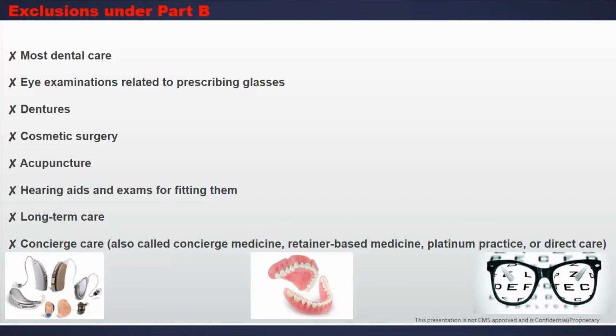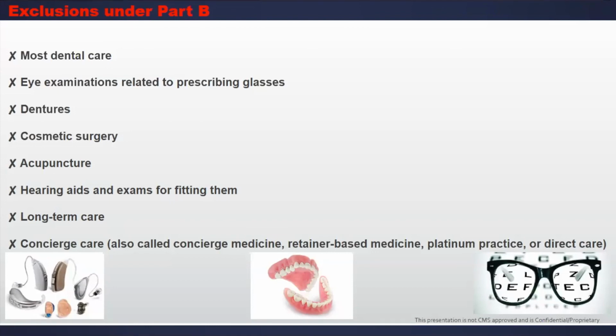Acupuncture. Medicare itself doesn't cover acupuncture, but I've seen Advantage plans that do. So these are the general exclusions under Part B. Hearing aids and exams for fitting them.